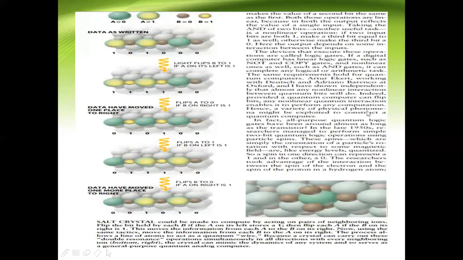Hence, a variety of physical phenomena might be exploited to construct a quantum computer. In fact, all-purpose quantum logic gates have been around almost as long as the transistor. In the late 1950s, researchers managed to perform simple 2-bit quantum logic operations using particle spins. These spins, which are simply the orientation of a particle, so rotation with respect to some magnetic field, are like quantized energy levels. So a spin in one direction can represent a 1 and the other direction a 0. The researchers took advantage of the interaction between the spin of the electron and the spin of the proton in hydrogen atoms. So this is how a quantum computer is working.